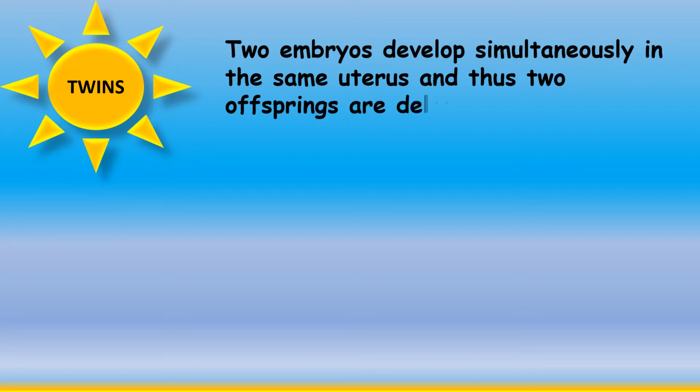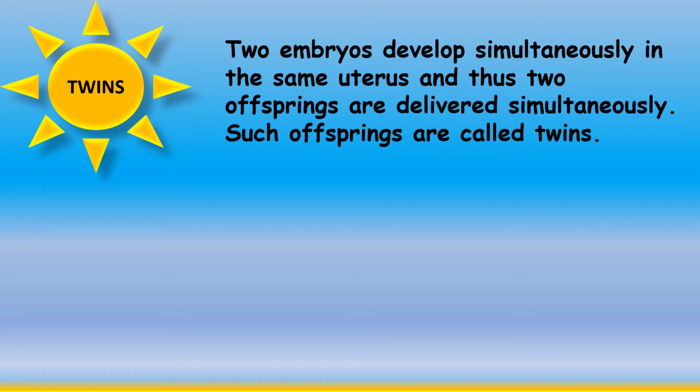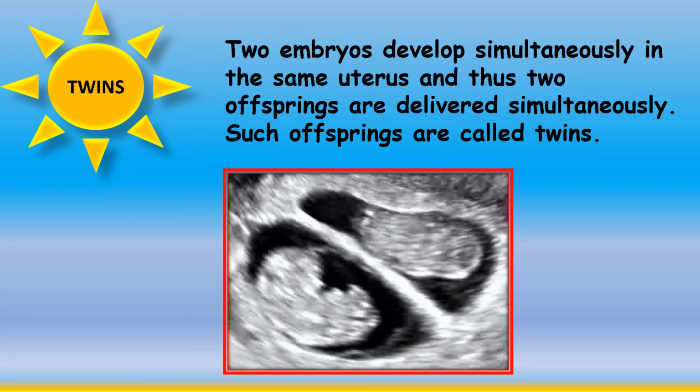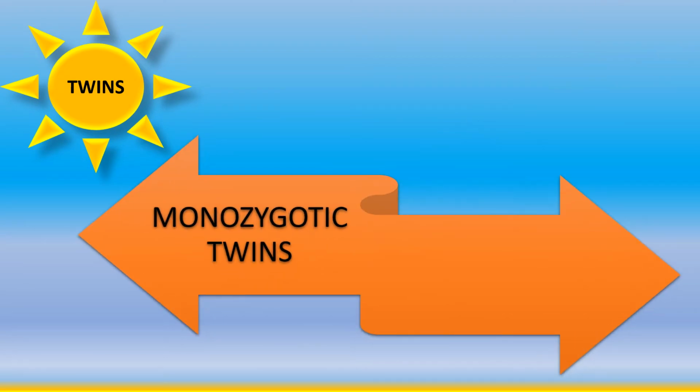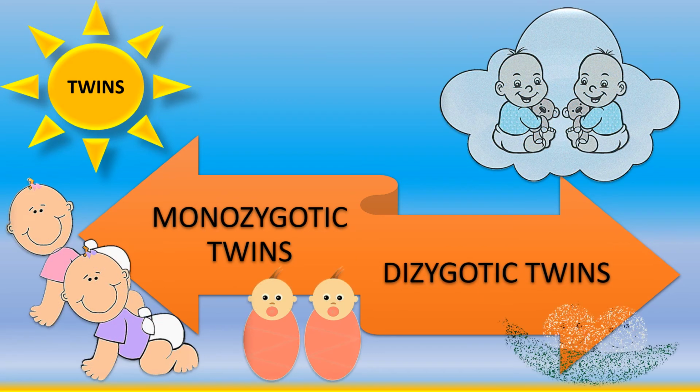Two embryos develop simultaneously in the same uterus, and thus two offsprings are delivered simultaneously. These are called twins. So when we have two embryos getting fertilized and two developing, they are called twins. And you can see this is a sonography of twins in a uterus. Now, twins are of two types. They are monozygotic twins and dizygotic twins.